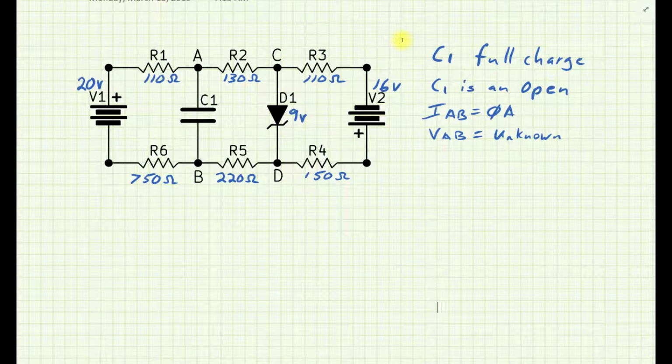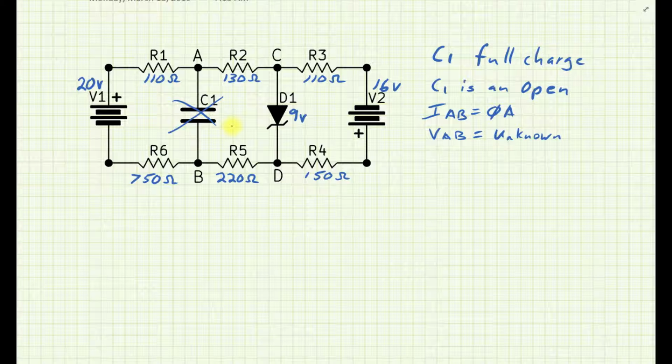So C1 has a full charge, or we'll assume it has a full charge because there's not really enough information given to do anything else. So we'll consider C1 to be fully charged, and therefore it's an open. There would be zero current flowing into it, and its voltage would be whatever is available to it between points A and B. So there's something to figure out. For now, let's just ignore C1 and pretend it's not there, because we'll treat it like an open, which essentially if we removed it, it would be the same.